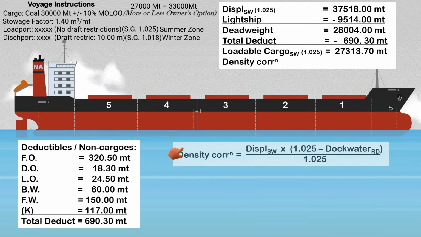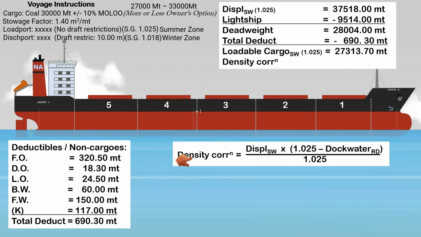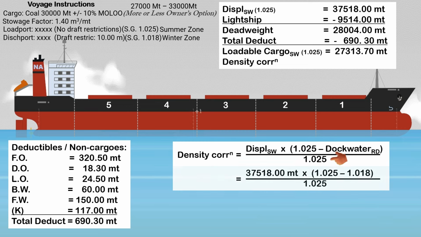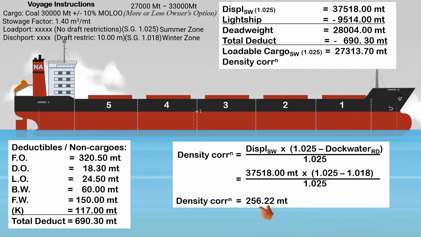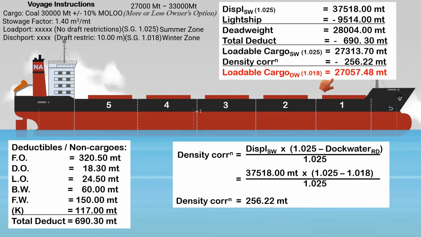The formula is: density correction is equal to the displacement in saltwater at a draft of 10.00 meters, multiplied by the difference between the relative density of saltwater and the relative density of the water in the discharging port, divided by the relative density of saltwater. The density correction is 256.22 metric tons. By subtracting the density correction, the difference is the maximum cargo that we can load in our loading port, so that when we arrive at the discharging port, our arrival draft is 10.00 meters.